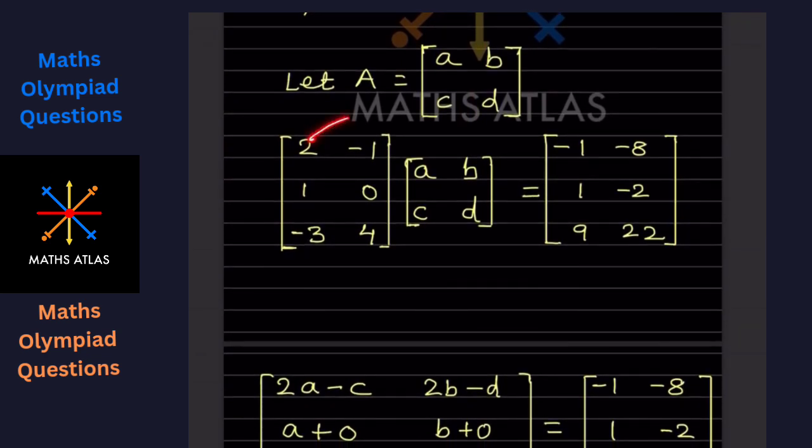First, what are we going to do? This into this, that is going to be 2a. This into this into this, that will be minus c. Again, this into this, that is a, which is here. This into this, that is 0. Again, this into this and this into this, that is minus 3a plus 4c. So this part is done.